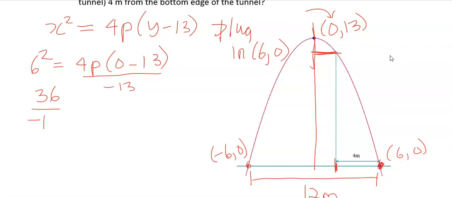Now you can leave it like a fraction if you wanted to, or you could write it as a decimal. But now do you see it? It's negative, isn't it? I told you it was going to be negative. It's definitely going to be negative.